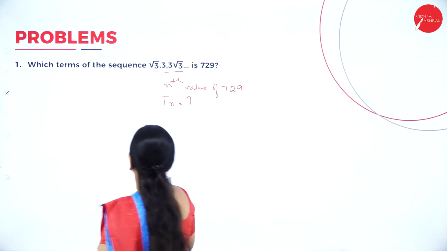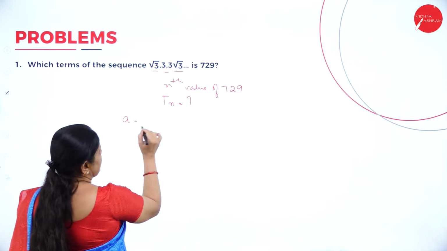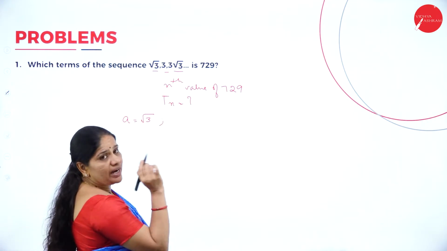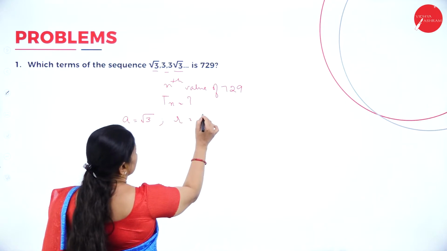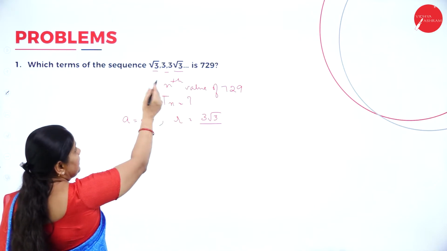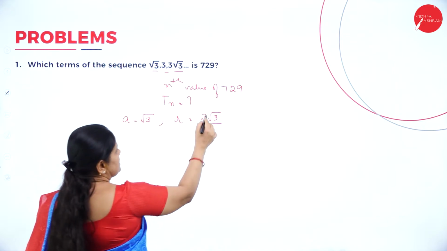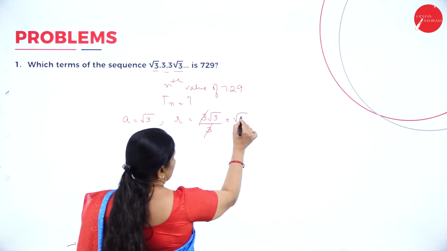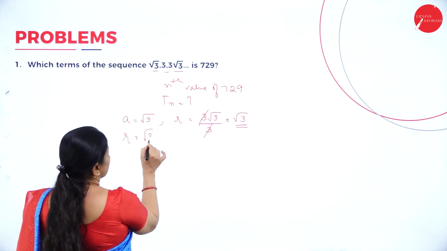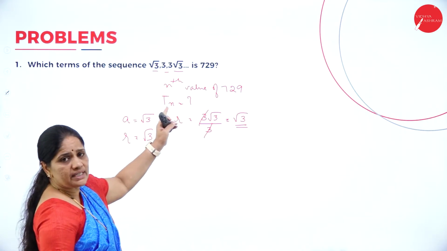Now we will note down what is given in the problem here. What is given? A. What is A here? A is equal to root 3. Now we have to find R. So R will be equal to any number divided by the previous number. So the previous number is root 3 and the next is 3, so I divide these two numbers. So I get the answer as root 3. So R equals root 3. A is also equal to root 3. Now we have to find Tn.